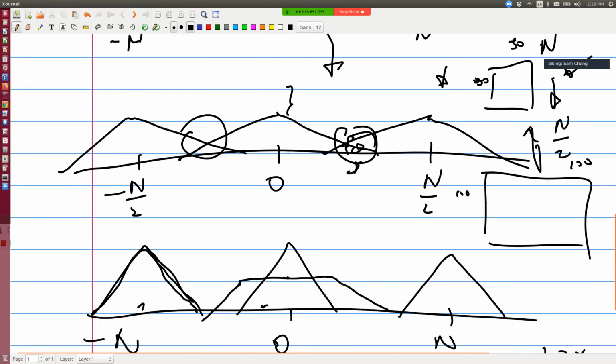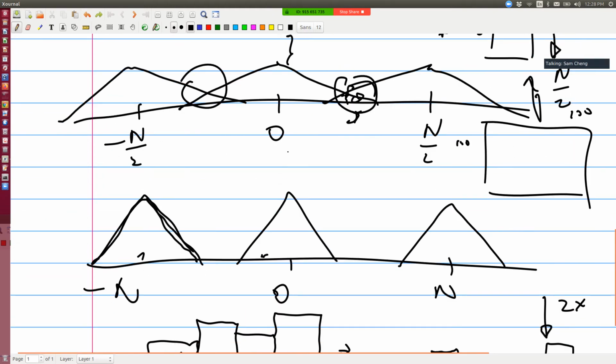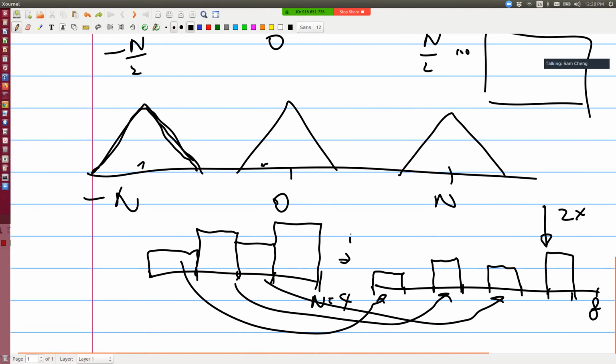Let's say just this operation. Just for this upsampling operation, times 2, from let's say n equal to 4 to n equal to 8. Now what happened to this frequency representation here?